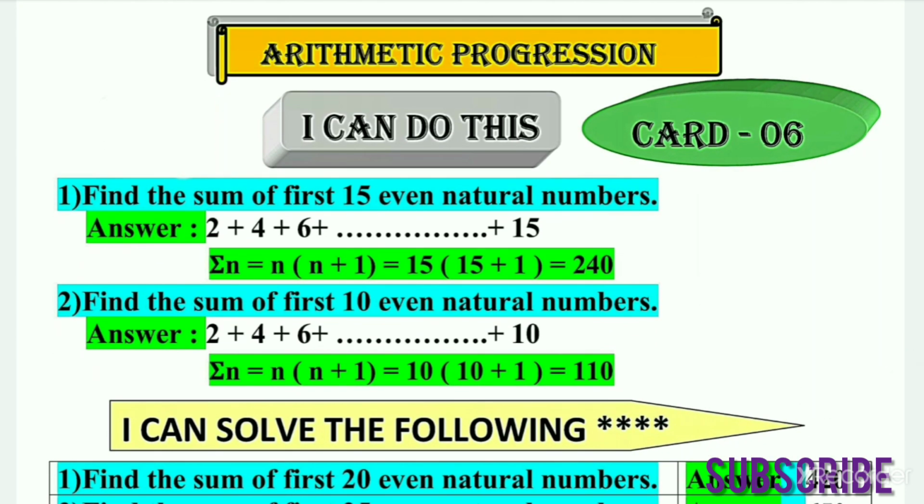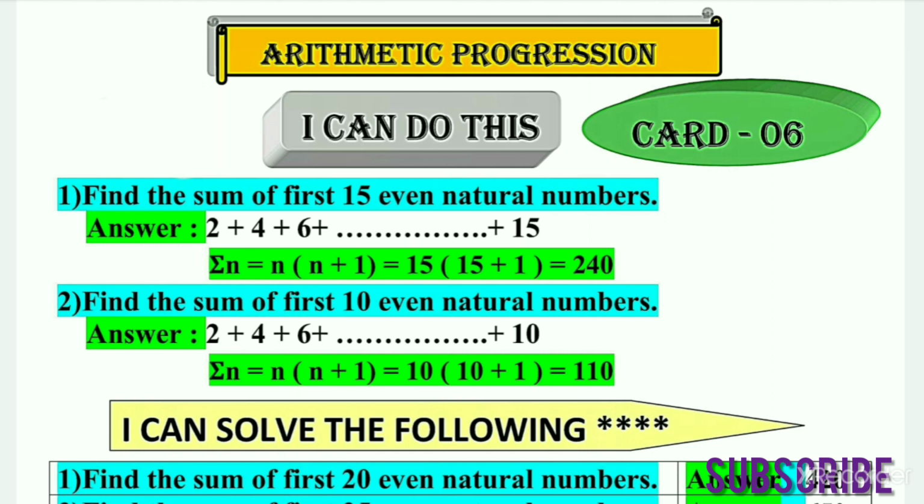Next, card number 6, this is the last one. Here, first one, find the sum of first 15 even natural numbers. How do we learn the formula? The even number formula is n into n plus 1. Here they have given only 15, so n is equal to 15, and we have to substitute here. So 15 into 15 plus 1, if you solve the sum, you will get 240.